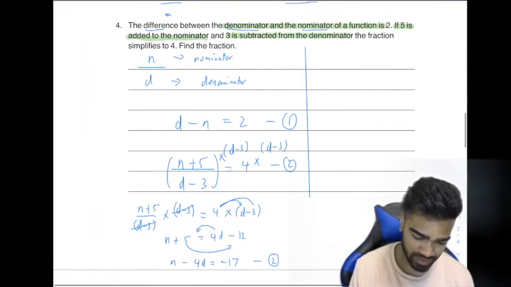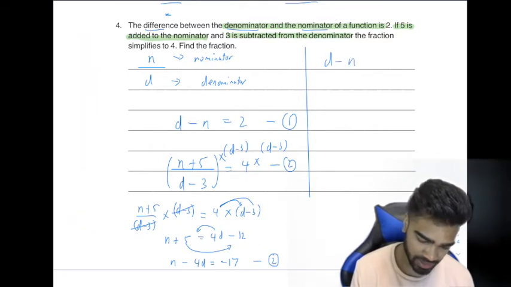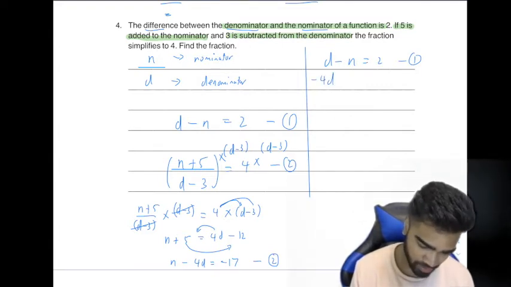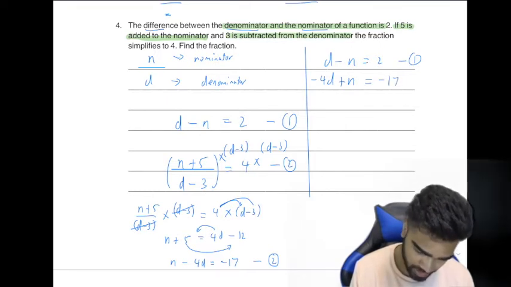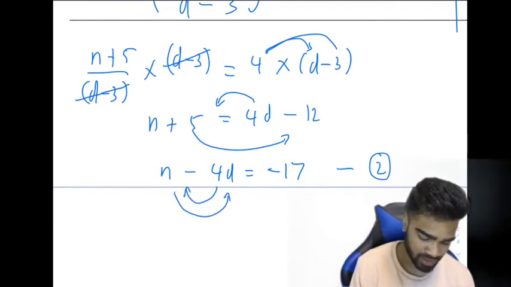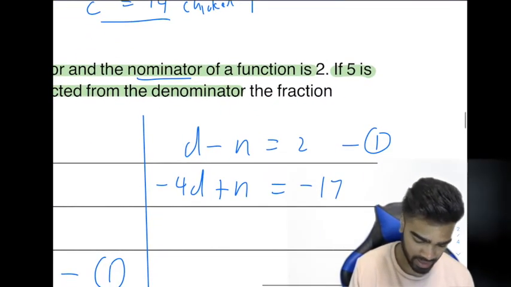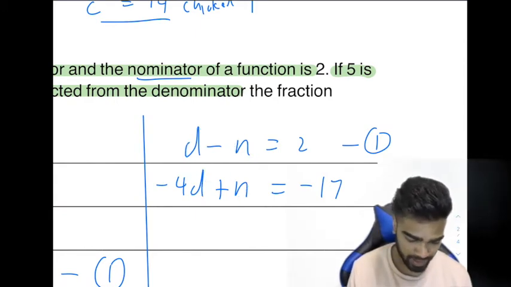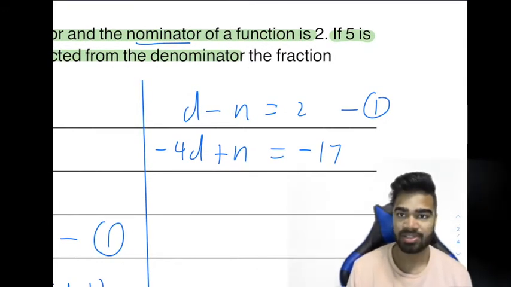Let's write both our equations next to each other. So you have d minus n is equal to 2. That's equation number 1. And the second equation, I'll switch it around as well so the d's line up. So you have negative 4d plus n is equal to negative 17. All I did was swap these two around so our equations line up, so I have d and n next to each other. From here, guys, we have a simple simultaneous equation.